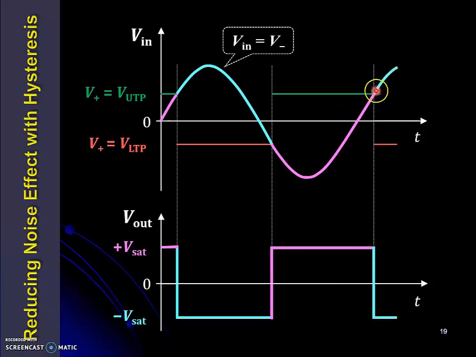And similarly, when the input goes higher than the upper triggering point, the output switches from high to low, while the triggering point switches from upper to lower.